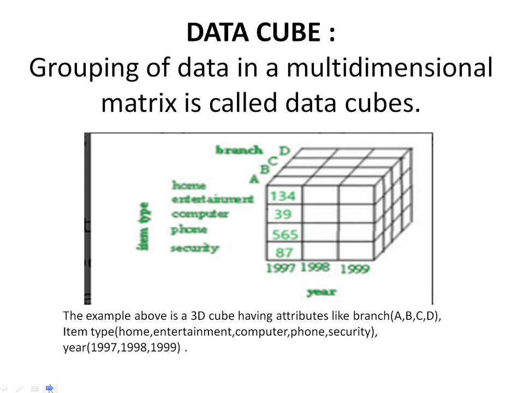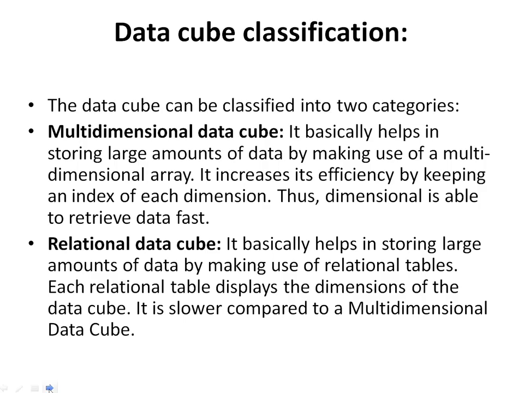The three things are the data cubes. You can call it the multidimensional matrix, called the data cube. The data cube is classified into two categories: the multidimensional data cube and the relational data cube. The multidimensional data cube basically helps in storing a large amount of data by making use of a multidimensional array. It increases its efficiency by keeping an index of each dimension. Thus, it is able to retrieve the data faster.